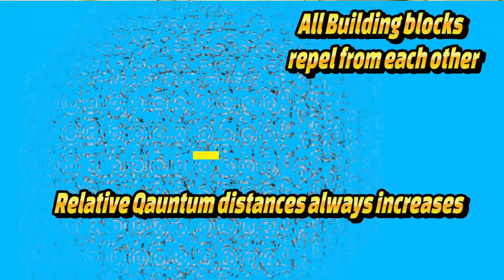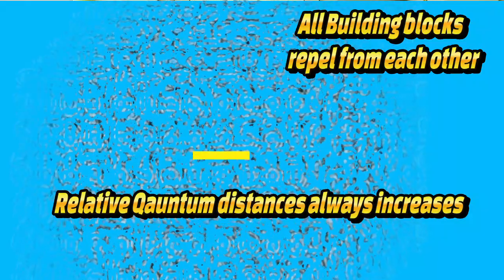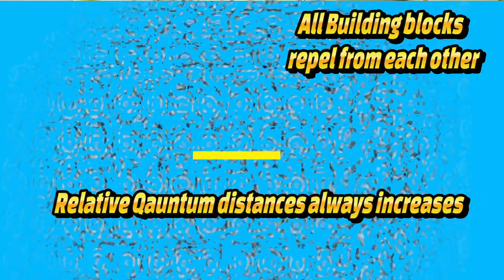And no matter where that region is, or what the initial alignment of the building blocks are, all the building blocks would repel from each other. This repulsion of building blocks results in the building blocks moving relatively farther away from each other. The relative quantum distances would increase, and they would continue to increase forever.